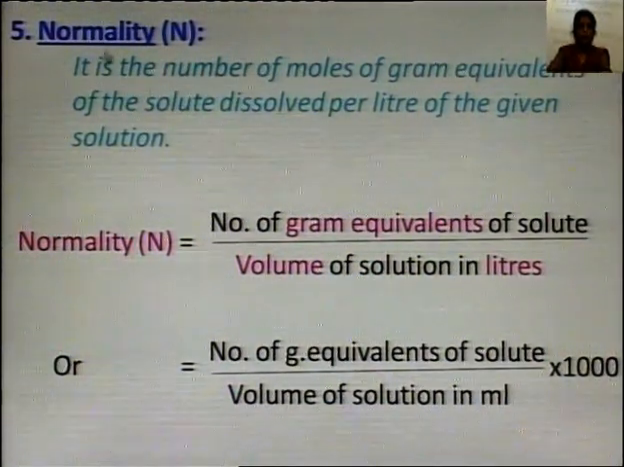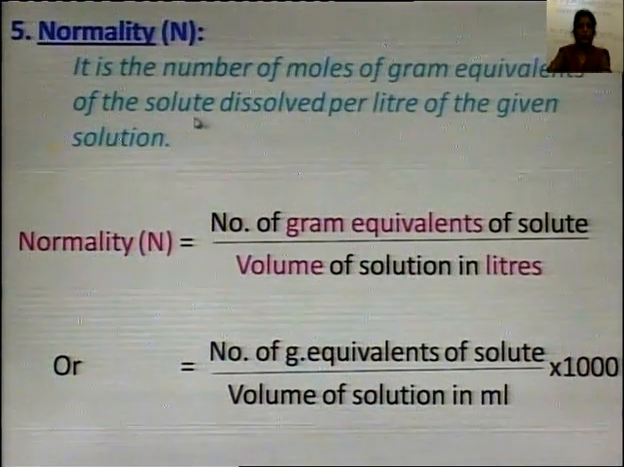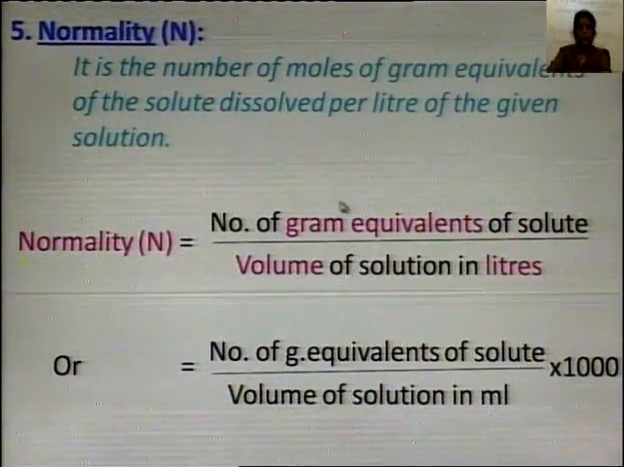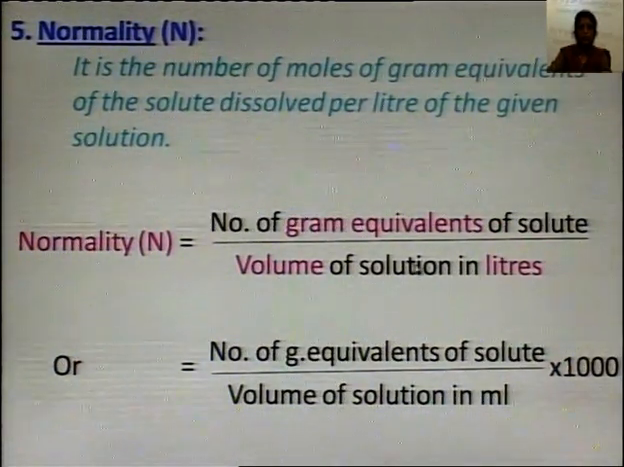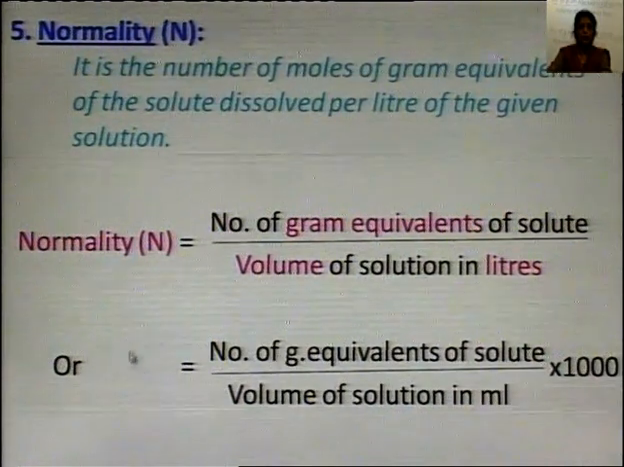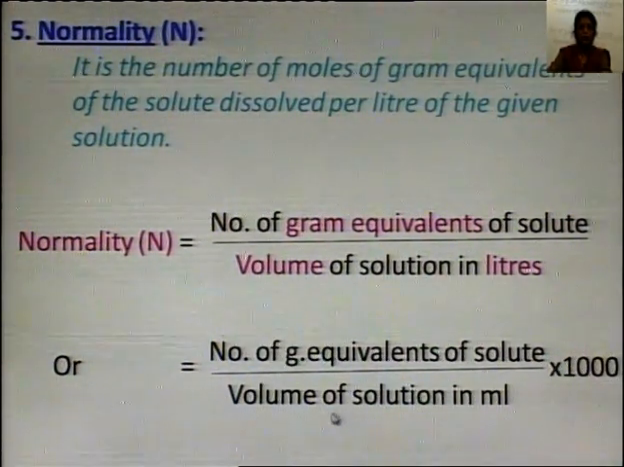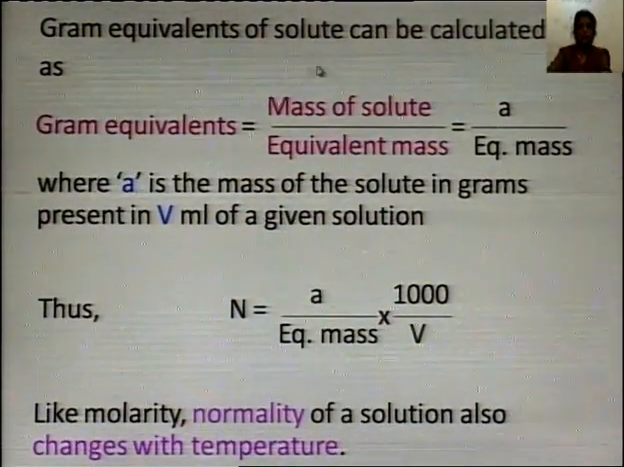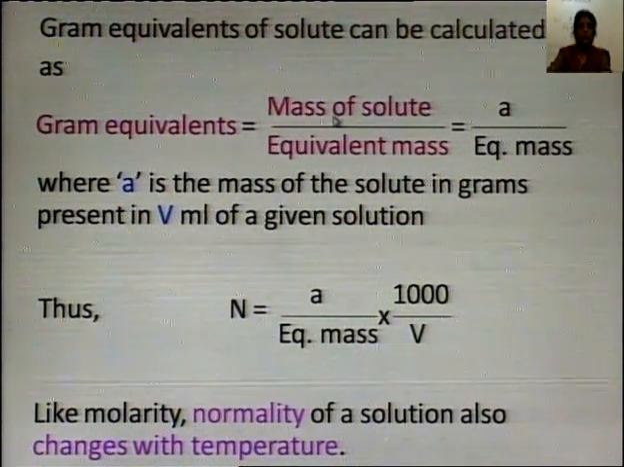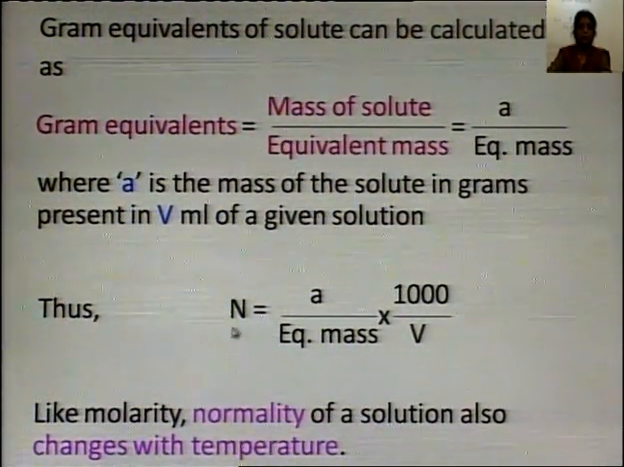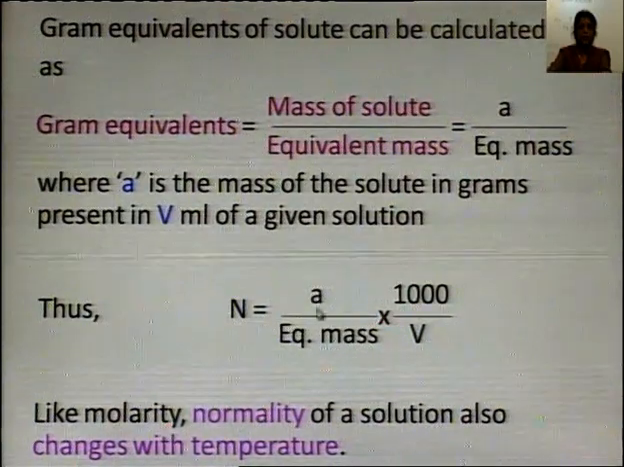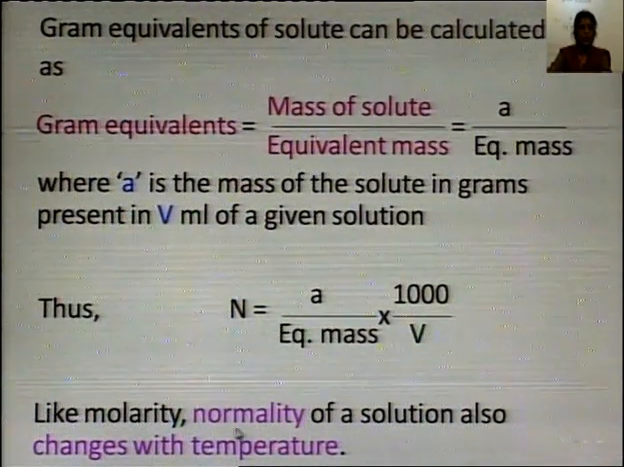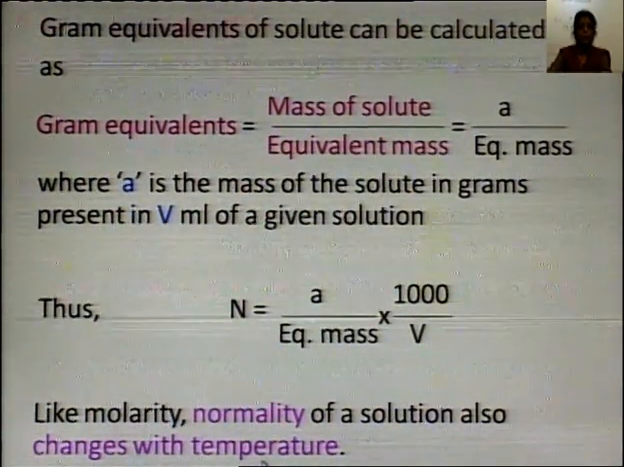Then we come to normality: number of gram equivalents of solute dissolved per liter of the solution. So, normality is number of gram equivalents divided by volume of solution in liters. If volume is in ml, it is number of gram equivalents of solute divided by volume in ml into 1000. Gram equivalents of solute will be equal to mass of solute divided by equivalent mass. So, our equation becomes N is equal to A upon equivalent mass into 1000 upon V. Like molarity, normality also changes with temperature.